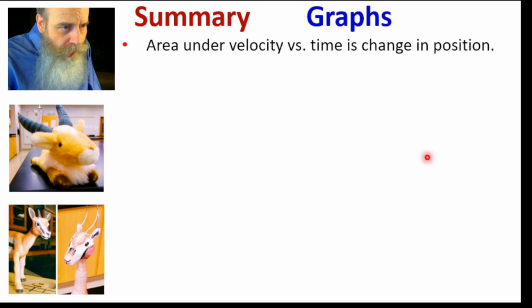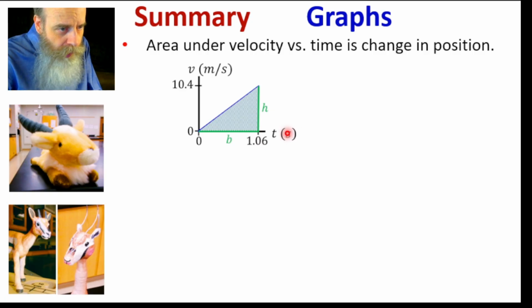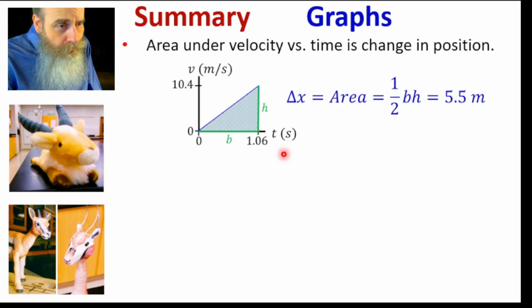If it's below the time axis, that's a negative area. So here's our graph of velocity versus time for Giselle, assuming no air resistance. And the area under this graph, it's a triangle, 1/2 base times height. And we got 5.5 meters. And that was her change in position, or the displacement. She started at x equals 0, and she ended at x equals 5.5 meters.